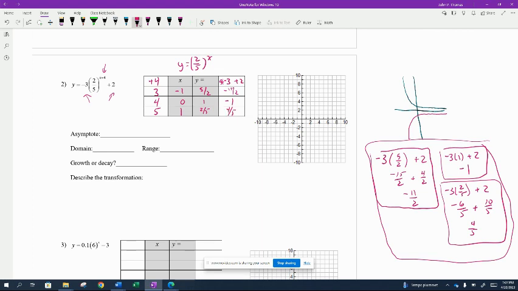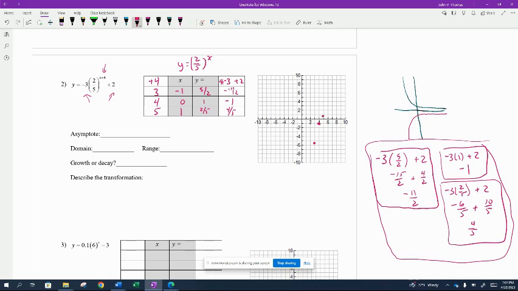All right, so we'll go ahead and plot those points. So we're at 3, -5.5, 3 and down 5.5. All right, then we've got 4 and -1. And last but not least, we've got 5 and 4/5. So at 5, we're at 4/5 up here.